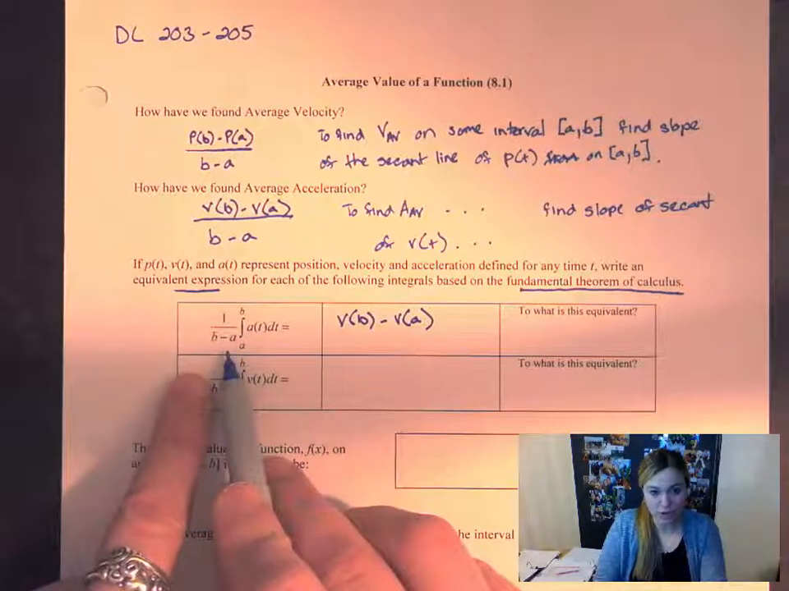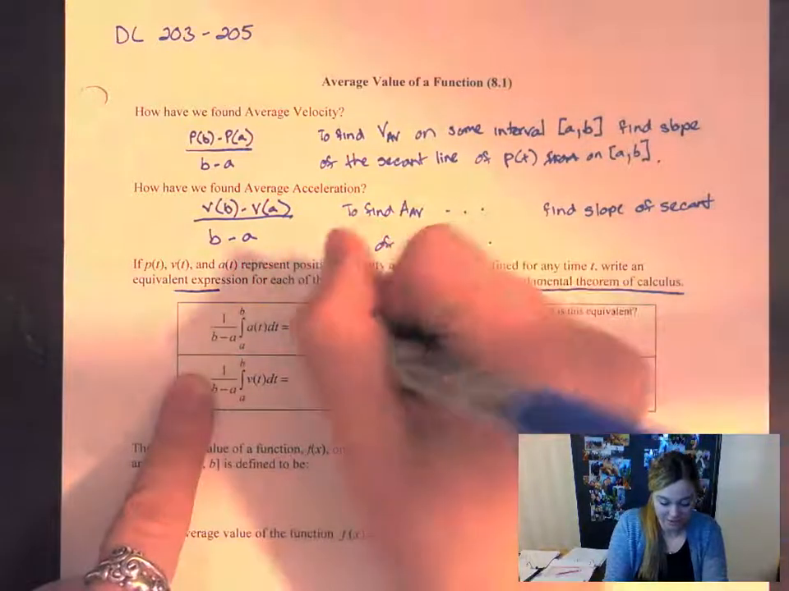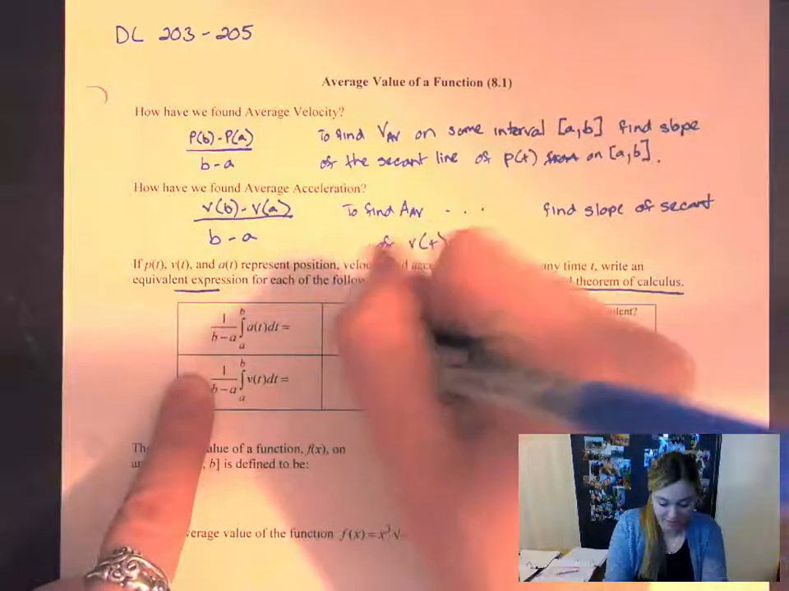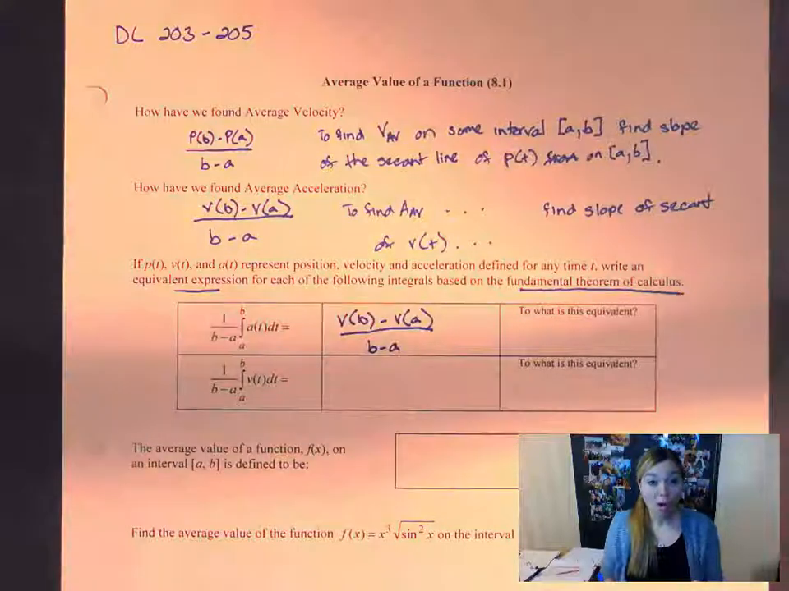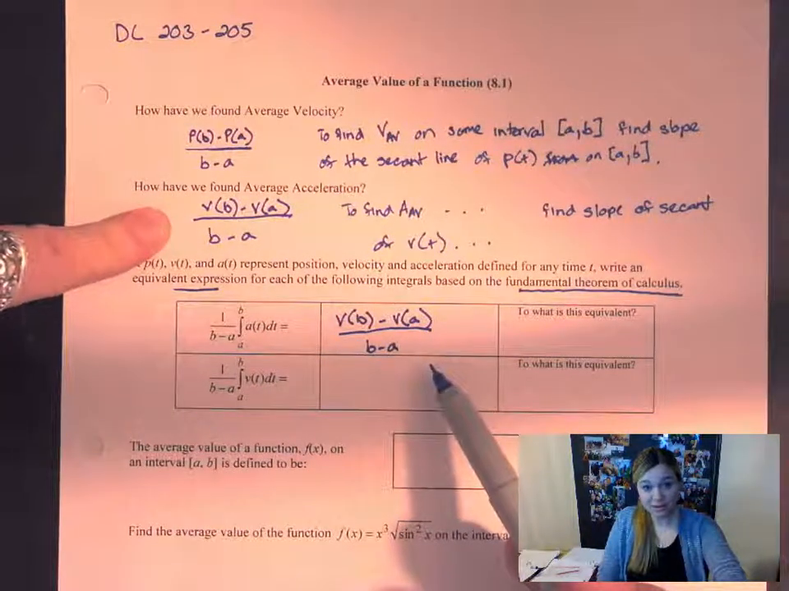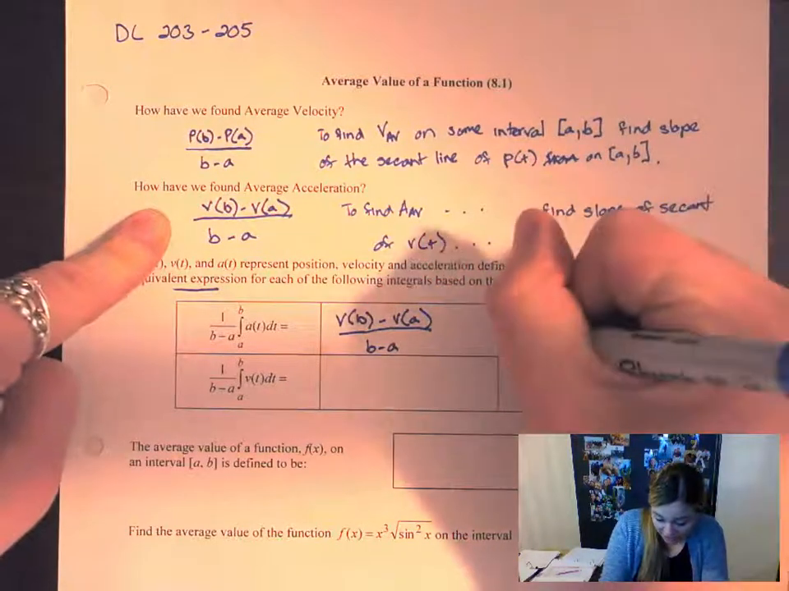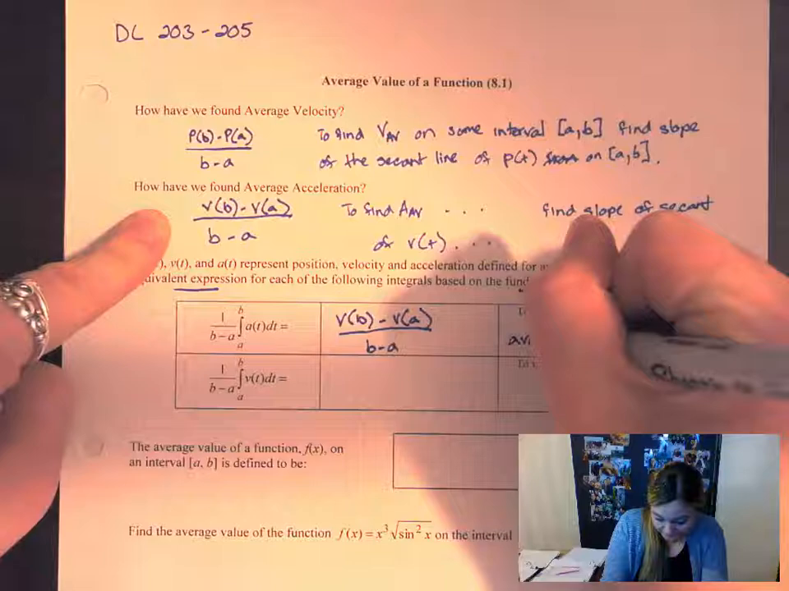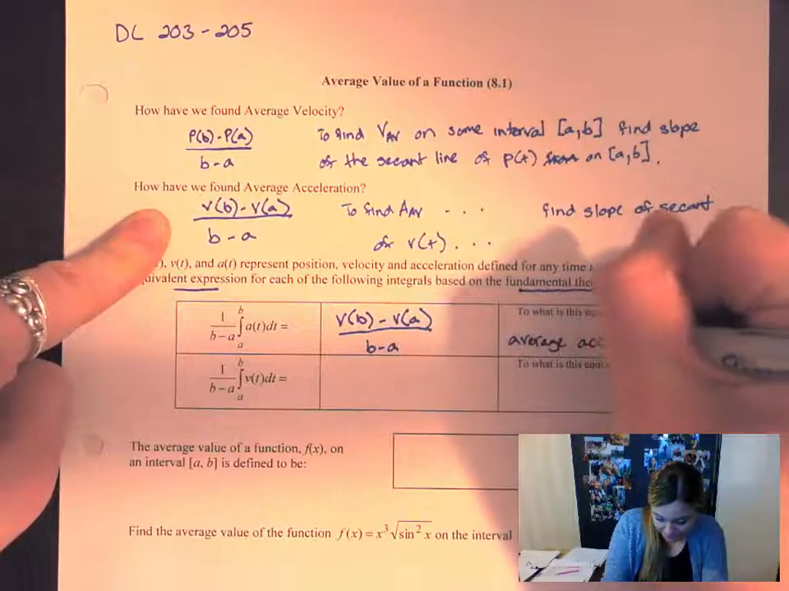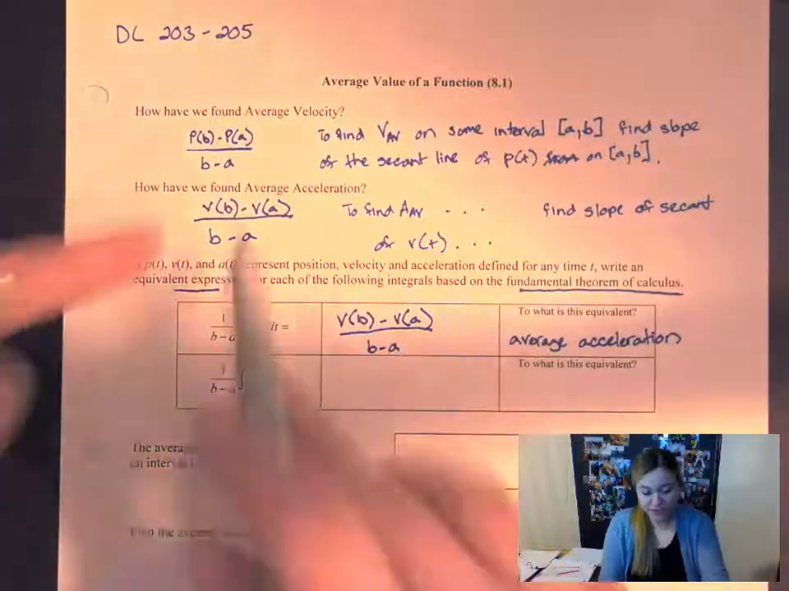See this 1 over B minus A? If I multiply this integral times 1 over B minus A, that's the same thing as dividing by B minus A. What is that? Oh my goodness, this is so exciting. This is average acceleration. That's what we just found up here.